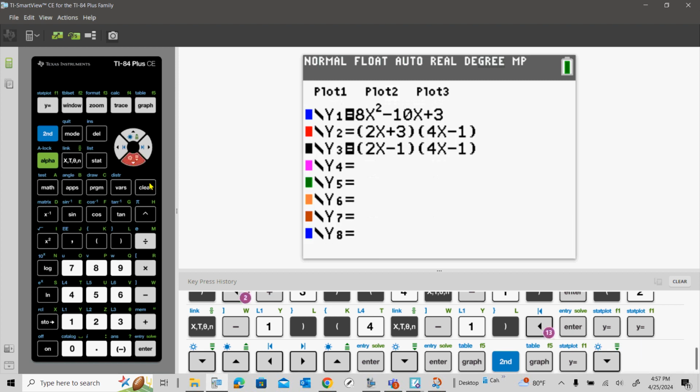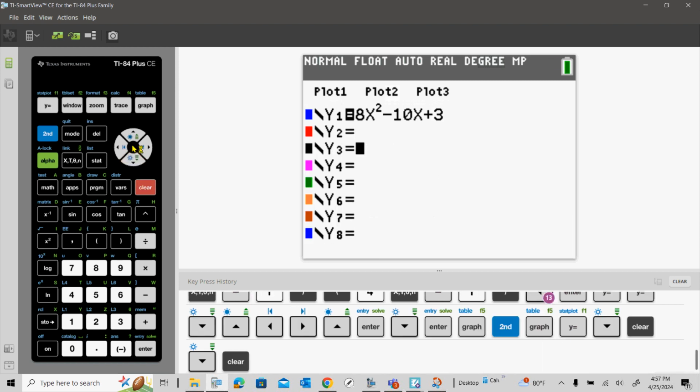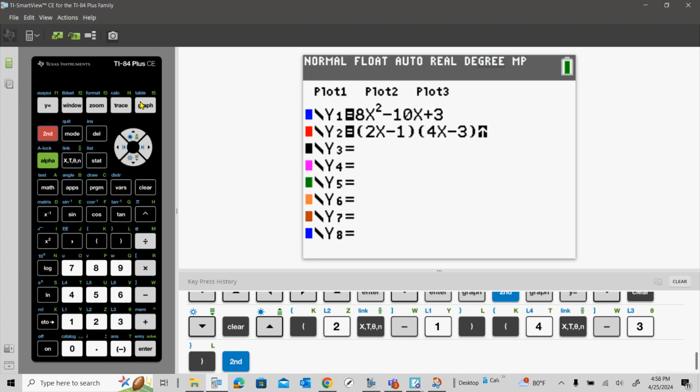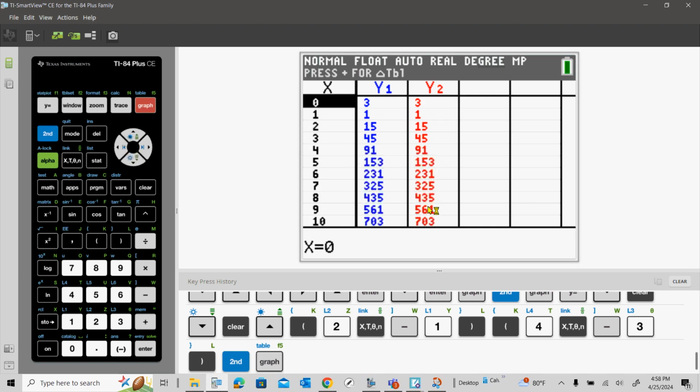So what I could do, I'm going to delete that and go to my answer choice C. Type that in, 2x minus 1 times my 4x minus 3. And then go to my table. And if they match up, which they do, then that's an answer choice. Okay, so that's using that strategy.